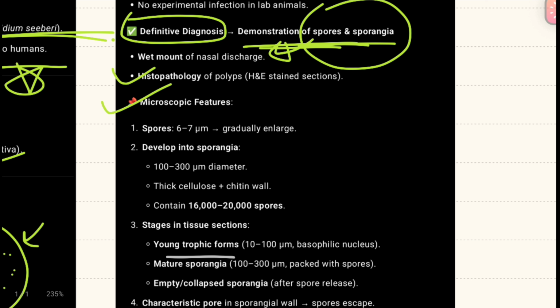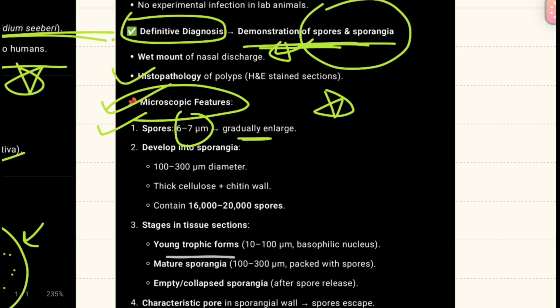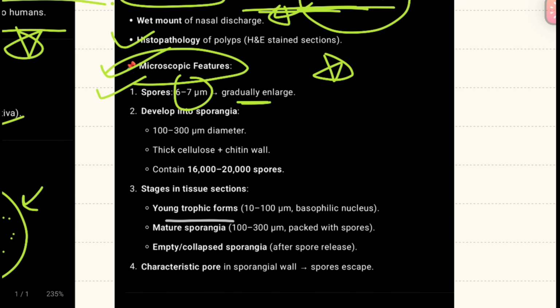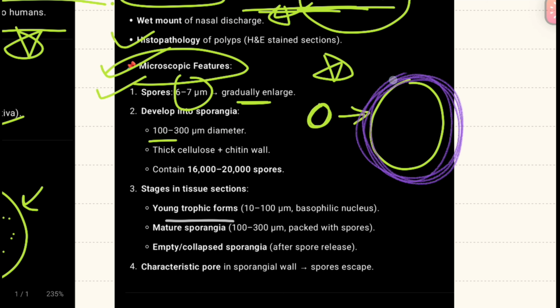Now, in the wet mount technique, the microscopic features are, when it comes to spores, they are in the size of 6 to 7 micrometer, and they grow gradually. Enlargement of the spores is noticed, and these spores develop into sporangia. These sporangia are around 100 to 300 micrometer in diameter. They have a thick wall, made up of cellulose and chitin, and these sporangia contain different spores, ranging up to 16,000 to 20,000 spores in each sporangium.